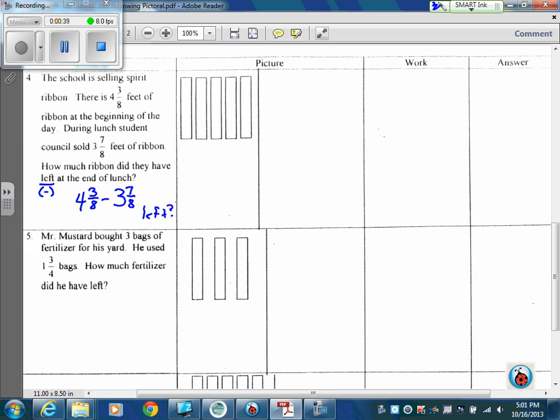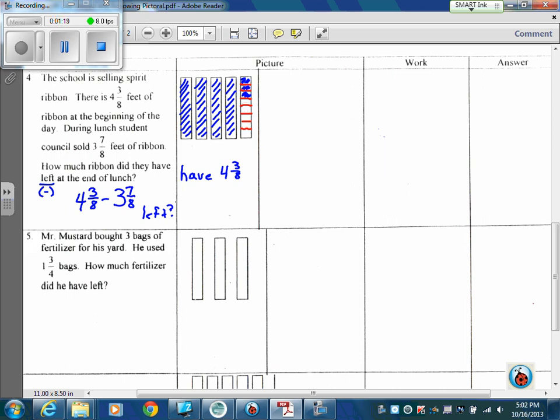So if we look at our picture, I'm going to start with what I have. I have 4 3/8. So in my picture, that means I can shade in 4 holes and my fraction, my part, is broken up into 8ths. So my picture needs to be broken up into 8ths. And it says 3/8, so I'm going to shade in 3 of the 8.